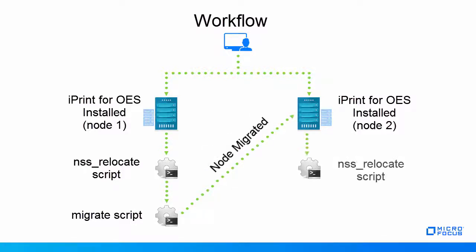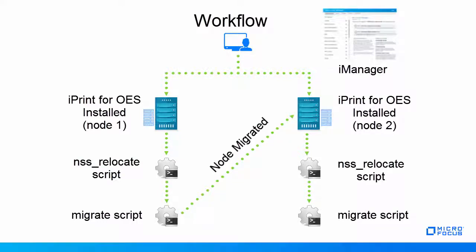We will execute the NSS relocate and migrate scripts sequentially on all the nodes that are installed with iPrint for OES. After completion, launch iManager and modify the load and unload script to add commands to start and stop the iPrint services and CUPS service.